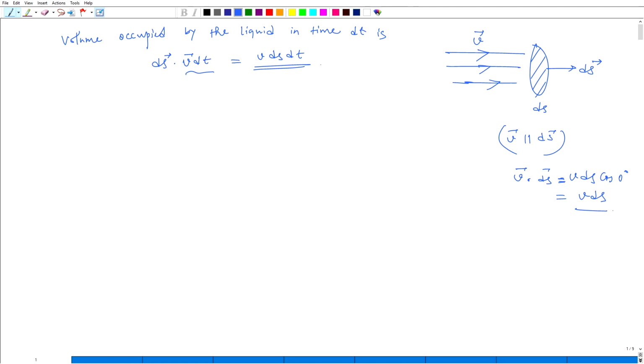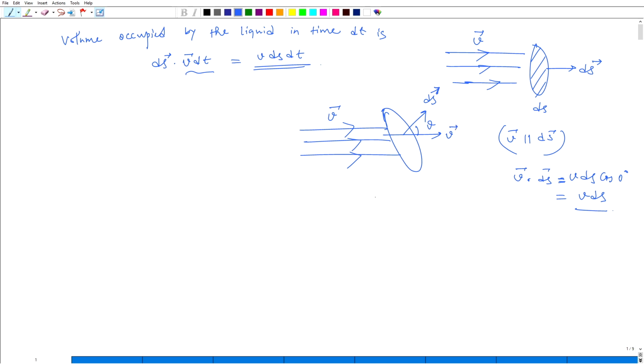If they are not parallel, there is an angle dependence theta. If we consider a tilted surface, the area vector is always perpendicular to the surface, and this makes an angle theta with the flow of liquid.